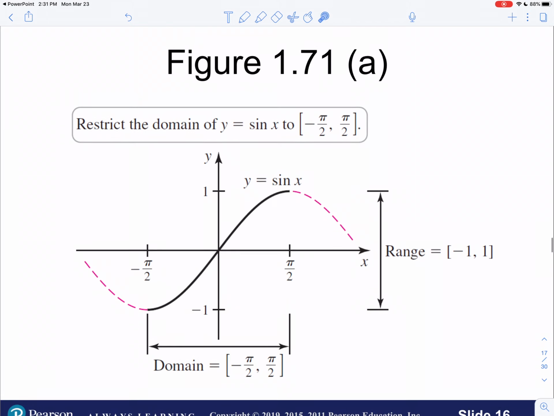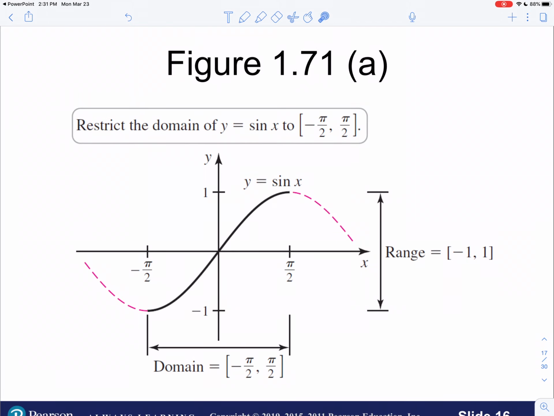If we restrict the domain of sine from negative 90 to 90, notice my dog is like, she has a toy. She's just running around. Maybe I might try to get a video of her. It's really funny, actually.